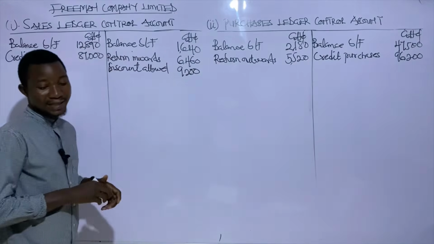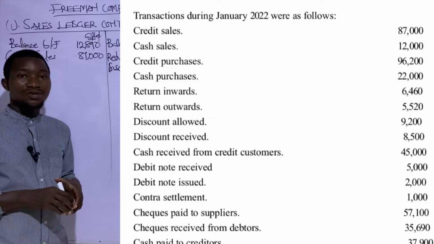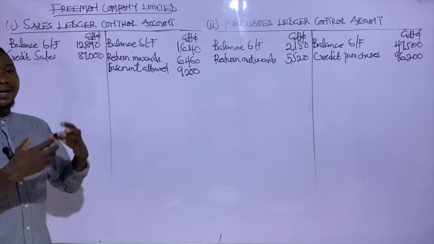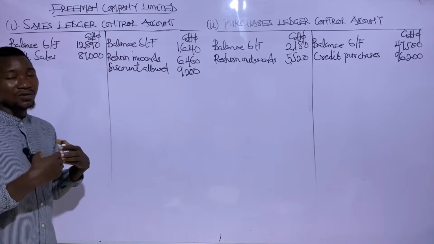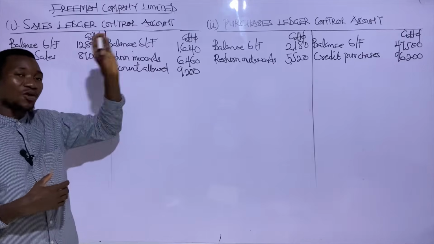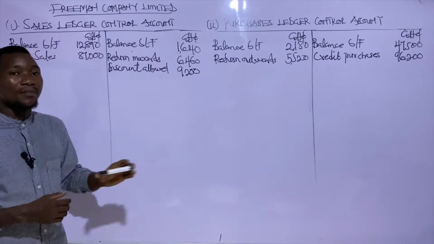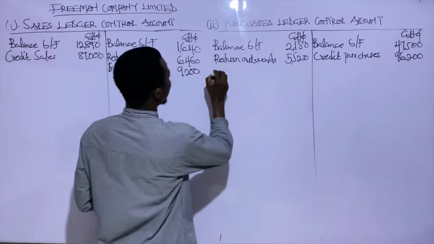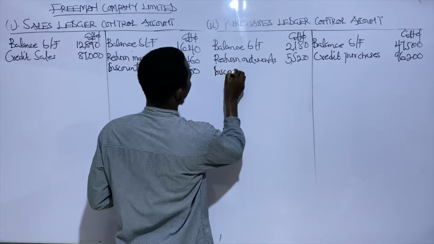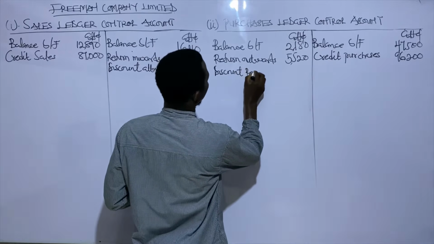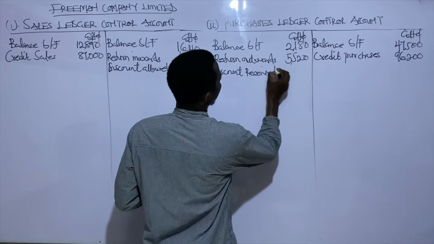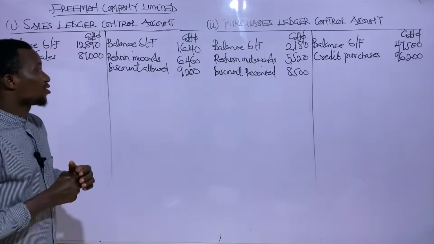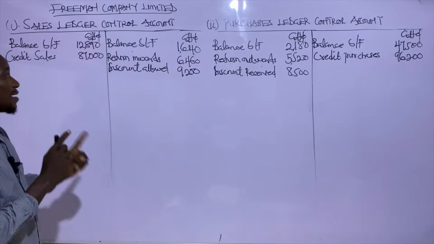Very good. The next item is discount received. Discount received will enter the purchases ledger control account. Discount received is when creditors or suppliers give the business a discount. When they give the business a discount, the suppliers account or the creditors account will reduce. Because of that, it should be debited to this account, and the amount is 8,500. So discount received, 8,500.